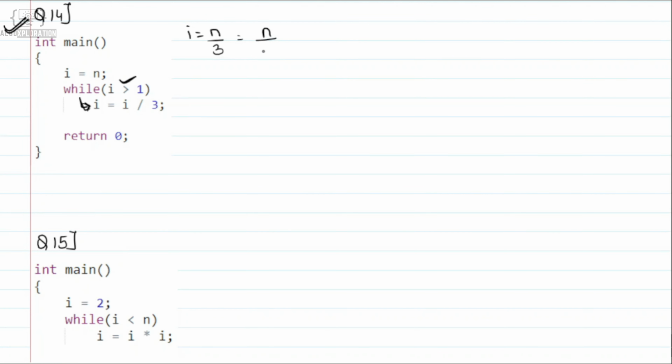Similarly we will keep dividing by 3 till n by 3 raised to k equals 1. Why equals 1? Because at this point the while loop will terminate, because the I value is equal to 1. So we have to find the value of k now.